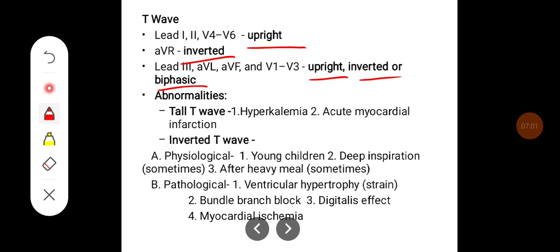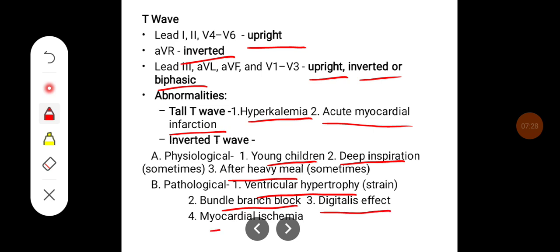The abnormality is in the T wave, where tall T waves are seen in hyperkalemia and in acute myocardial infarction. Inverted T waves are physiologically seen in young children, in deep inspiration and sometimes after heavy meals. Pathological inverted T waves are seen in ventricular hypertrophy, bundle branch block, digitalis effect, or in case of myocardial ischemia.